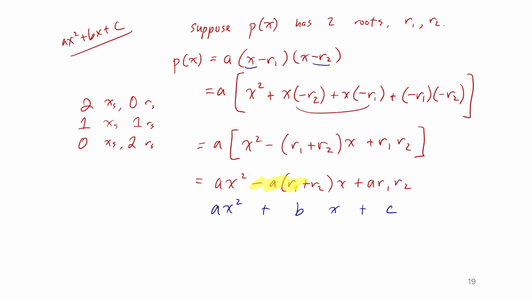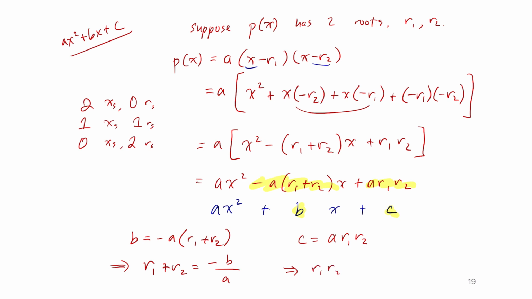Negative a times r1 plus r2 has to be b. But r1 plus r2 is just the sum of the roots, which is what we're looking for. And we notice a times r1 times r2 has to be c. Okay? So we notice b has to be negative a times r1 plus r2, which implies that the sum of the roots is negative b over a. And similarly, c has to be a times r1 times r2, which gives us the product has to be c over a.